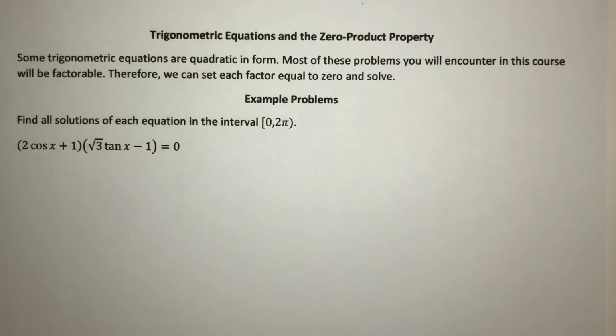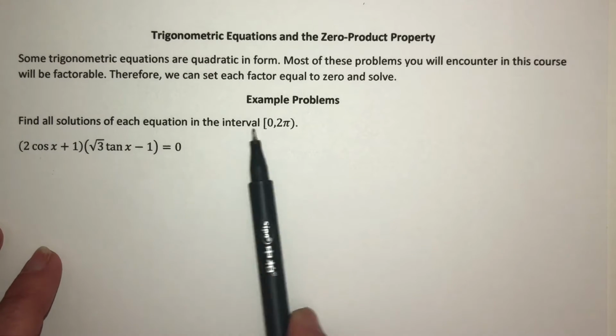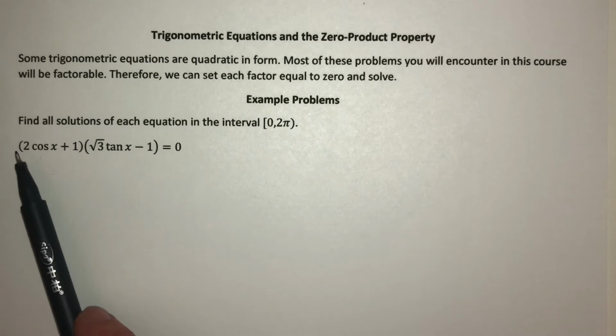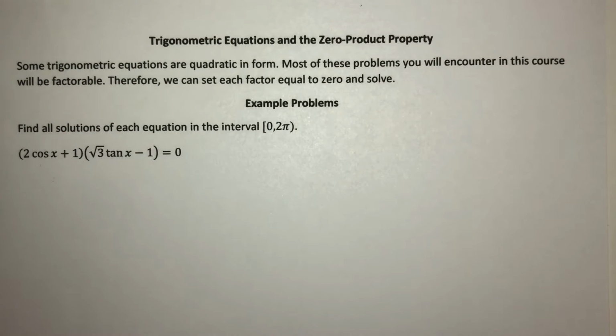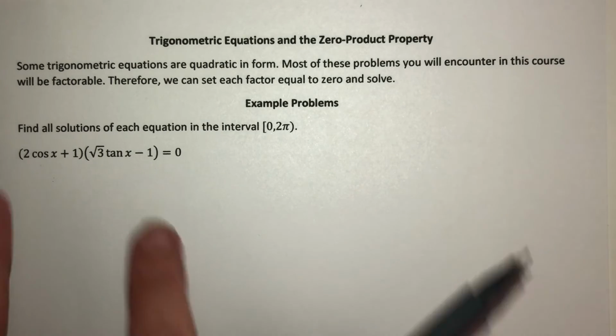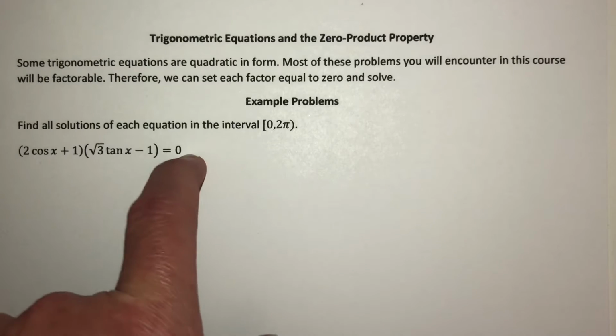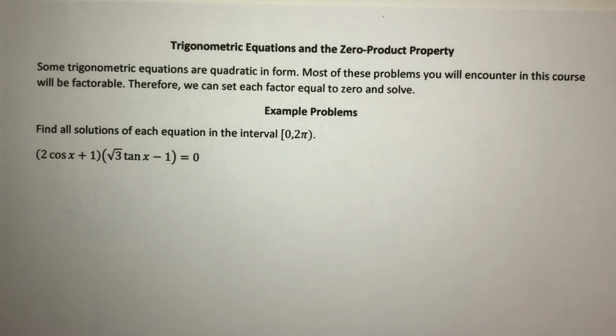Okay, so everything we learned about algebra still applies. It is possible that we have something sort of quadratic in form, and we need to use the tricks we learned in algebra. And so we have the zero product property. If we want to find all the solutions in the interval 0 to 2 pi, and we are given 2 times cosine x plus 1 times the square root of 3 tangent x minus 1 equals 0, we have two things multiplied together equal to 0, so we can set each of these factors equal to 0 and solve.